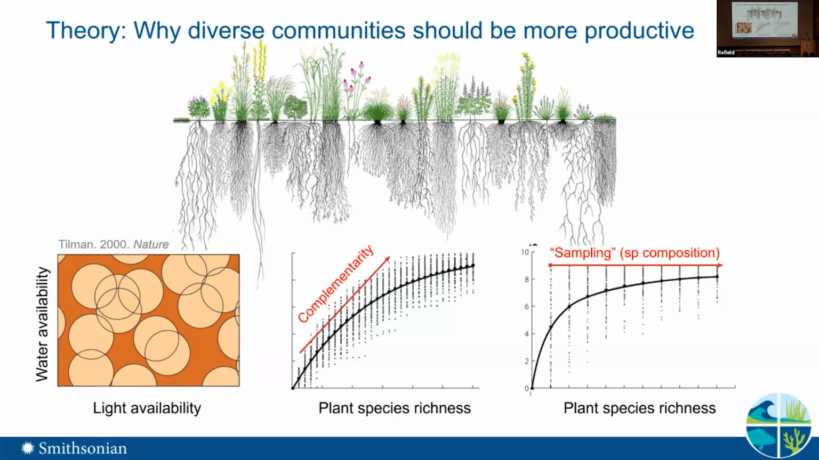That is, the species are occupying different parts of that niche space and therefore capturing resources more effectively together than they would alone. Complementarity. The other way in which more diverse species can be more productive is through a simple statistical phenomenon of so-called sampling. That is that a diverse community is more likely, simply for statistical reasons, to contain the one species that does better and can take over under those circumstances. And we'll see an example of that in a moment. So these are a couple of the mechanisms by which this can happen.